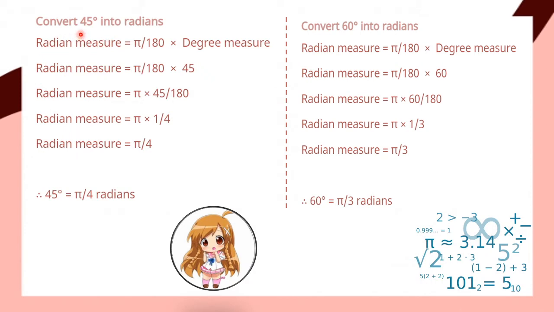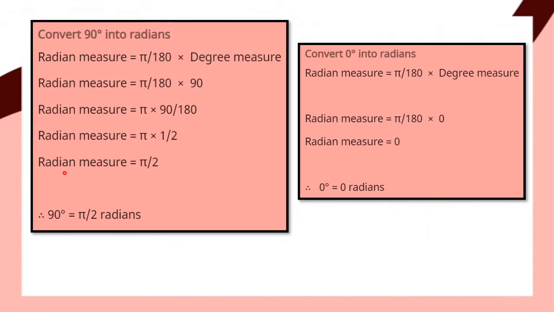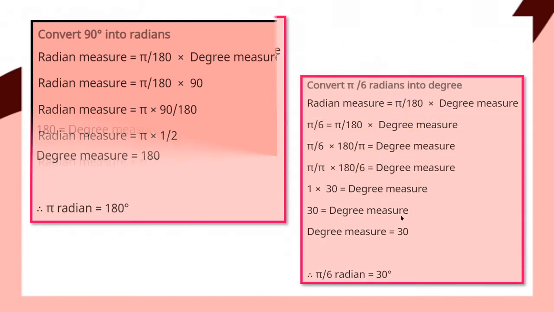In the same way, I can convert 45 degrees: pi upon 180 into 45, which is pi by 4. In the same way, 60 degrees is pi by 3, 90 degrees is pi by 2, and 0 degrees is 0 radian.